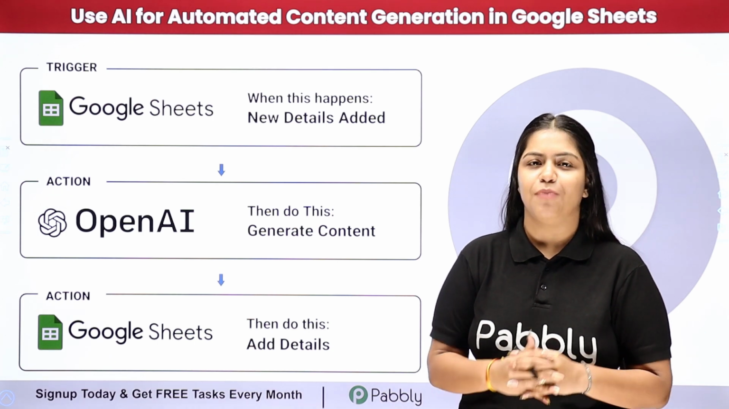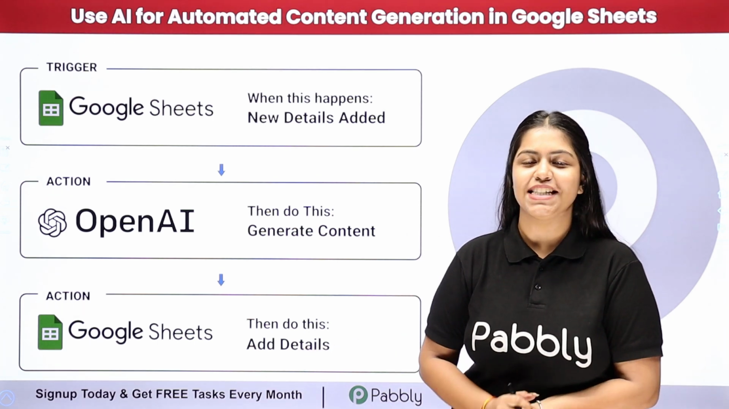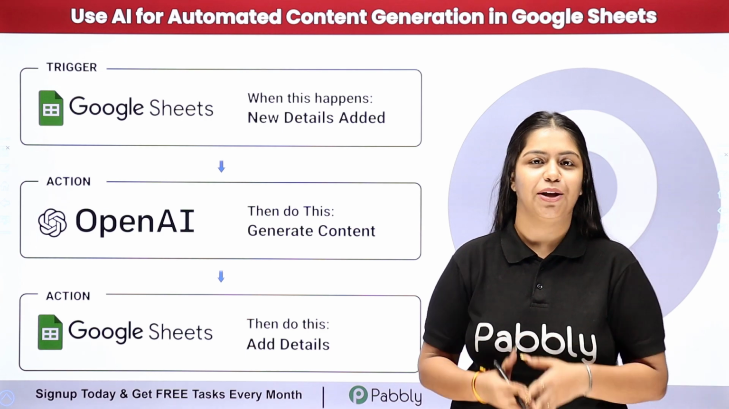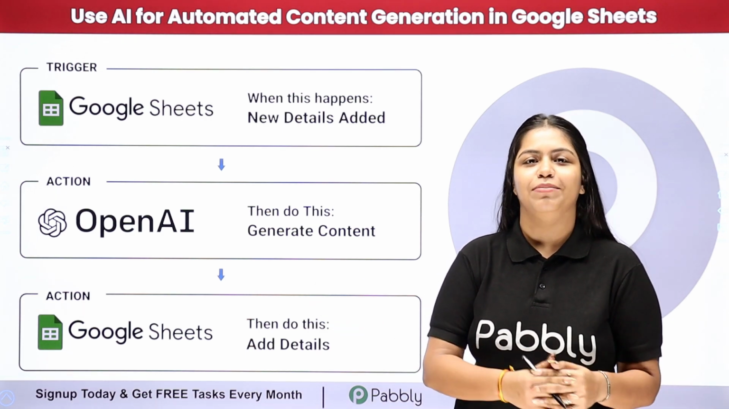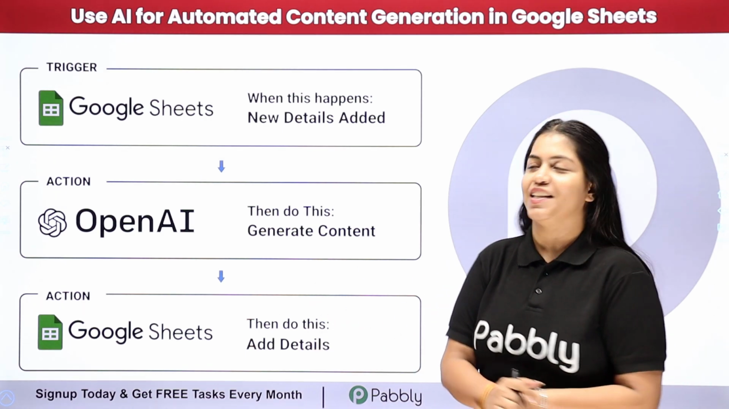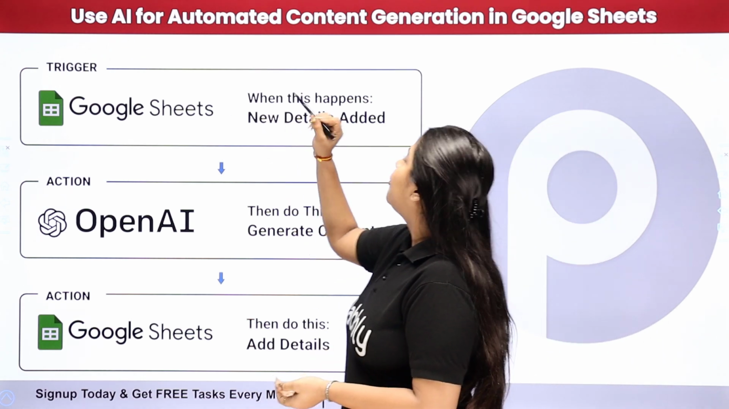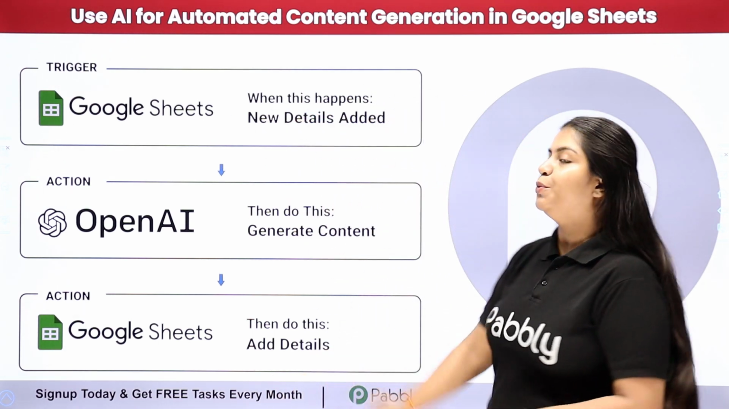So do you also want to automatically generate the content for your business? Then this video is definitely for you. So hello all, welcome back to Pabbly Connect, and in this video we are going to understand how to use AI for automated content generation in Google Sheets.